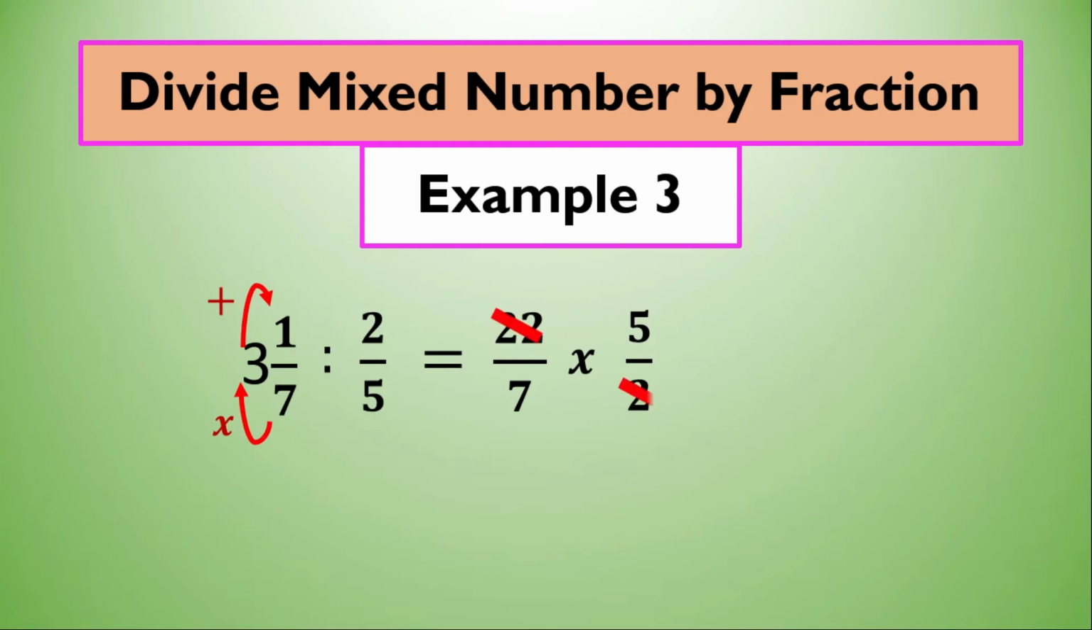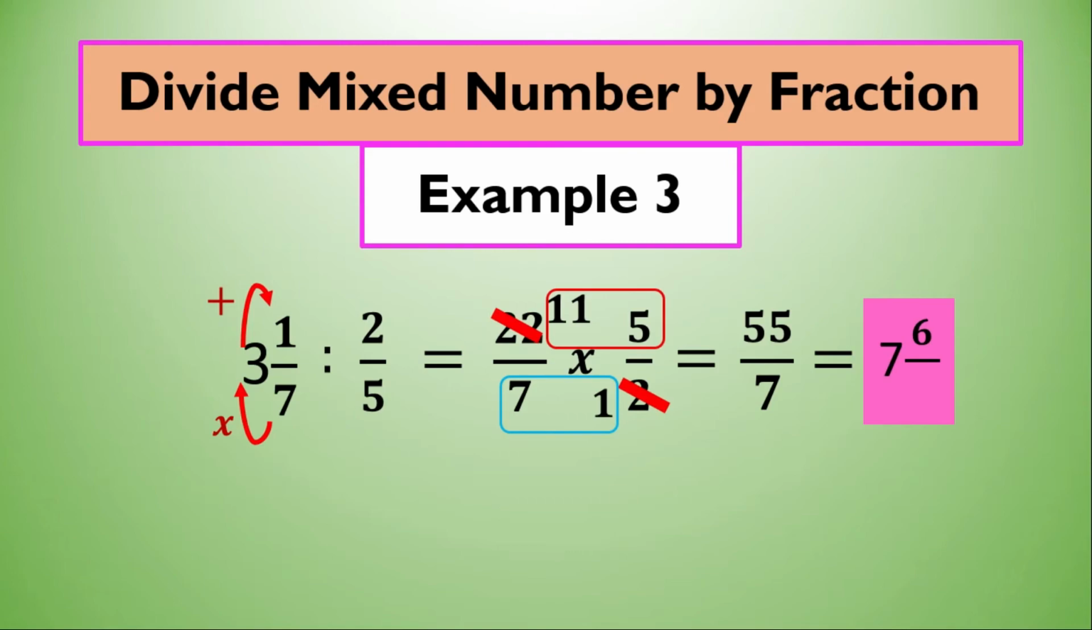And then cancellation, we divide by 2, and then multiply the numerator. 11 times 5, 55. 7 times 1, 7. Continue as before by simplifying the answer. We got 7, left over 6, keep the denominator 7. 7 and 6 over 7.